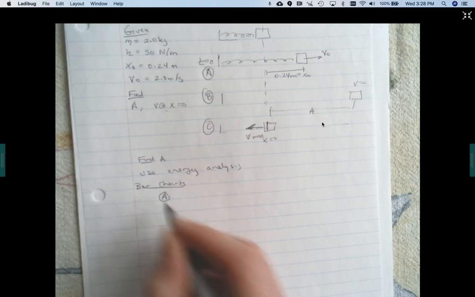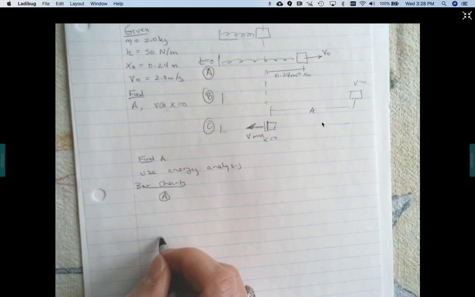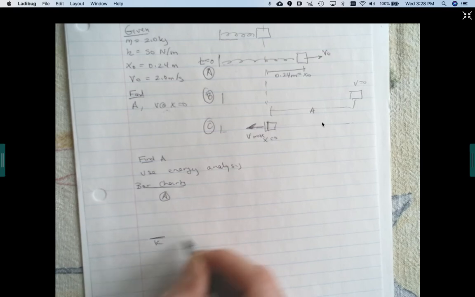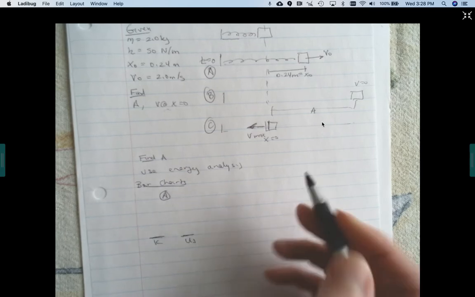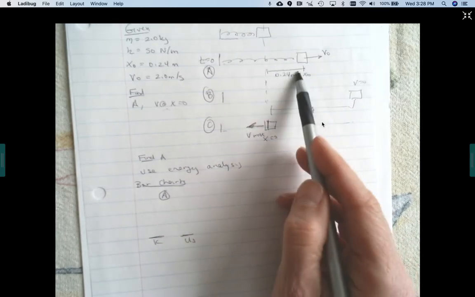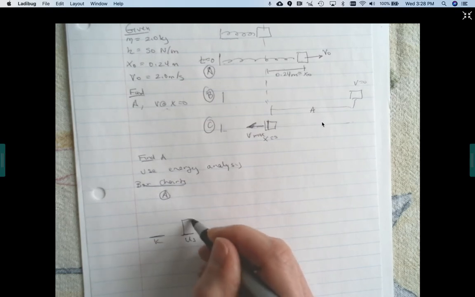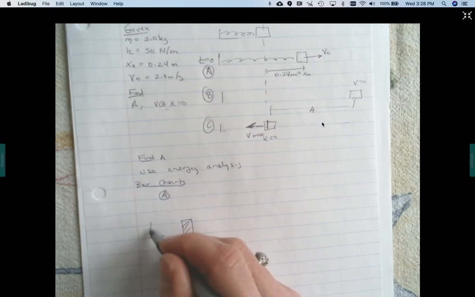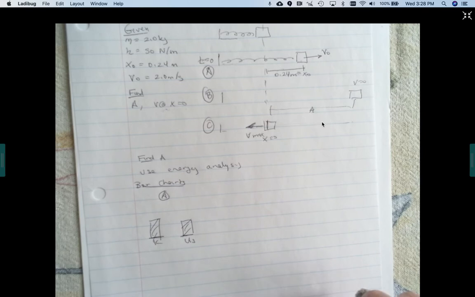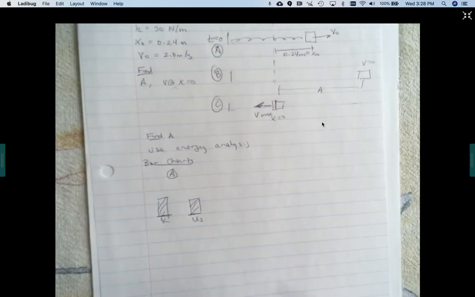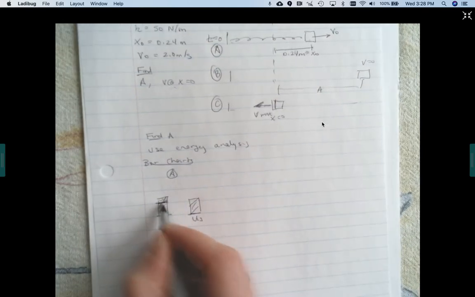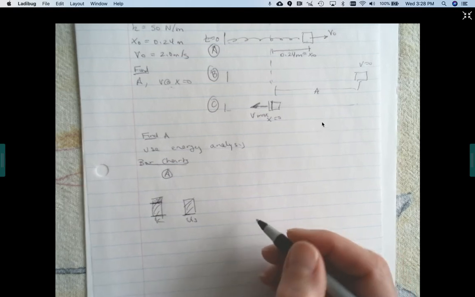So at position A, we're always going to have kinetic and potential in the spring. Okay, and we have some mix at position A, right? Because it's stretched out from the equilibrium and it's moving. So it does have some potential, and it does have some kinetic because it's moving. I don't know how they're situated relative to each other, but let's say it's about the same, okay?